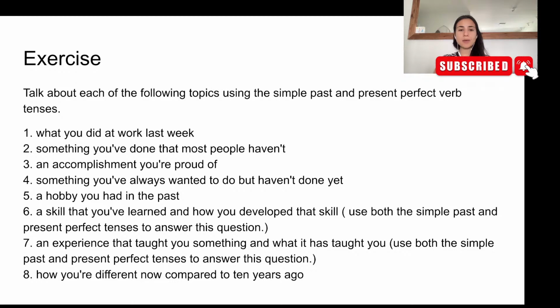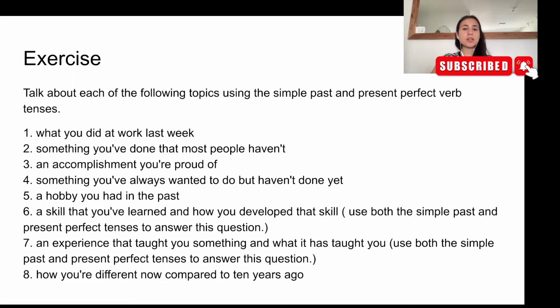You know what? I'm going to start with the first one. So the first one would be the simple past tense. So what you did at work last week, it would be the simple past tense because last week is specifying a time, okay? And we're talking about something that we did in the past and it just ended in the past. So simple past tense here, right? So at work last week, I finished the 2 reports and submitted them to my boss, for example.